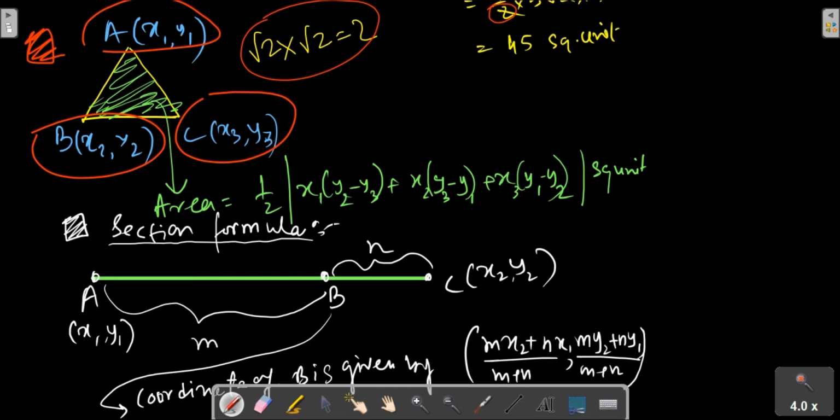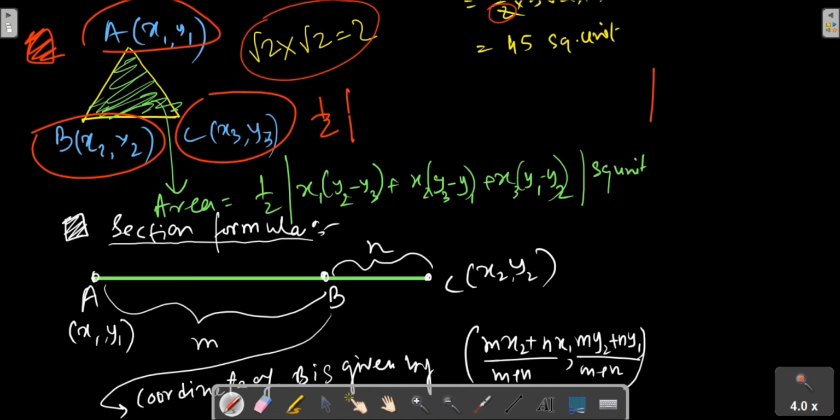See, I'm writing this formula this way. Write a half outside and a modulus sign, because it's an area, so it cannot be negative at any time. So after calculating, if you get something negative, it automatically becomes positive, right? So see, first of all, how to write the formula.